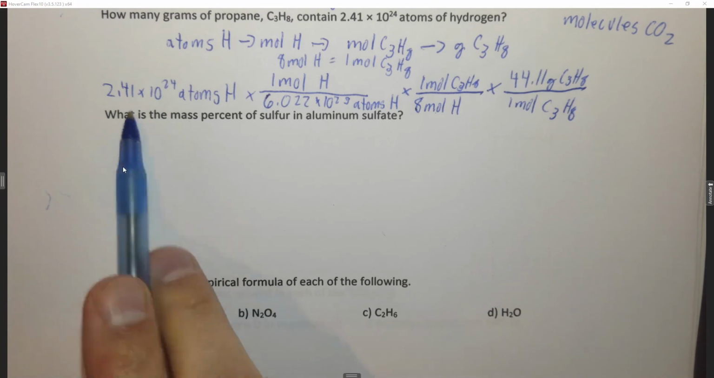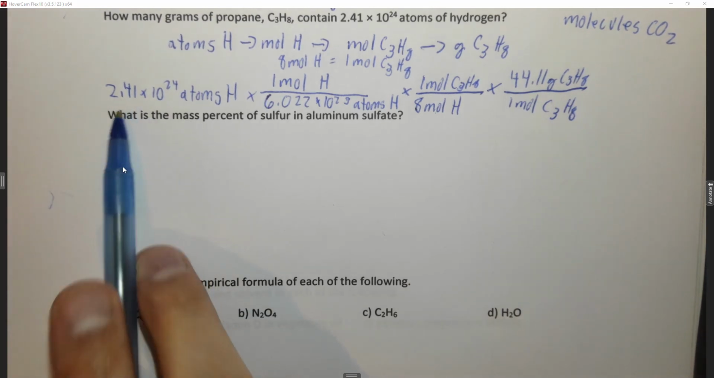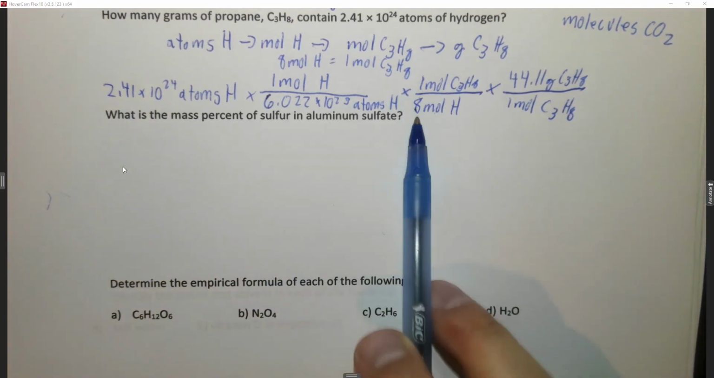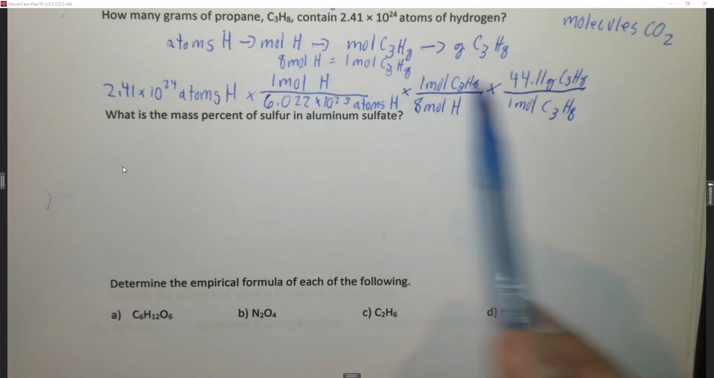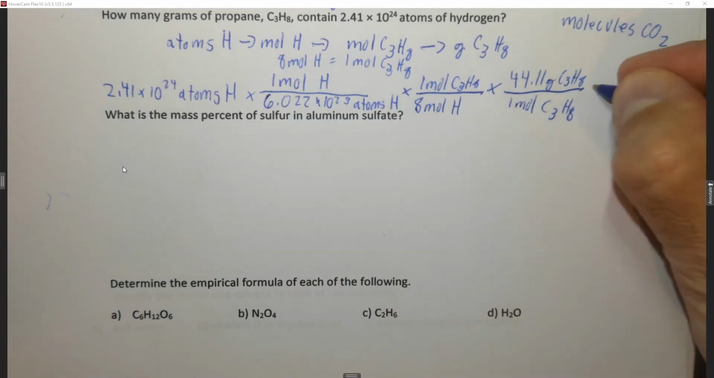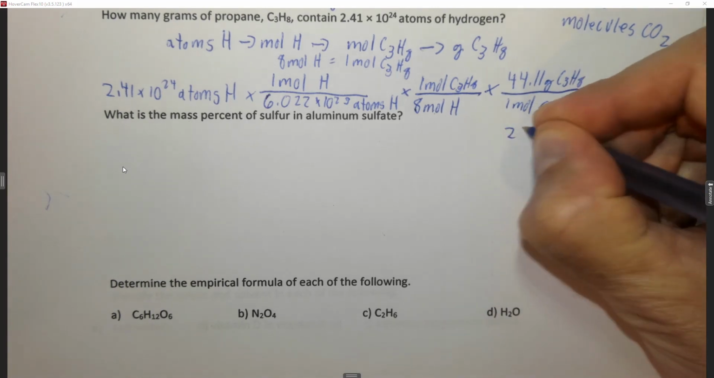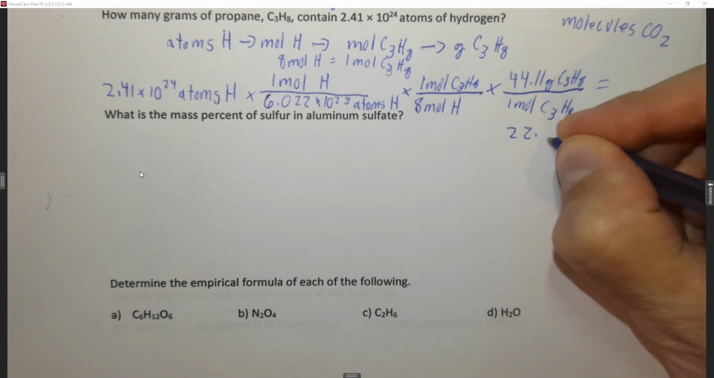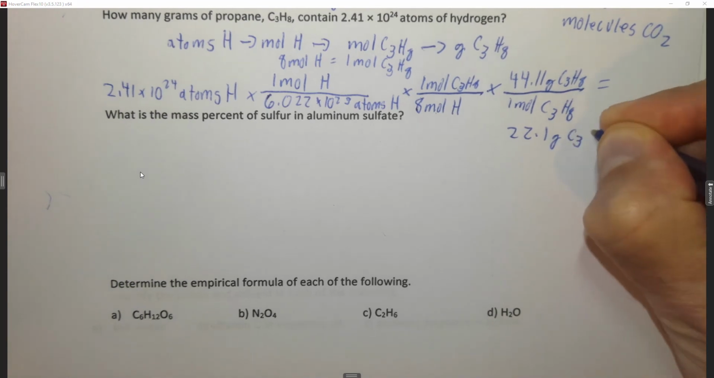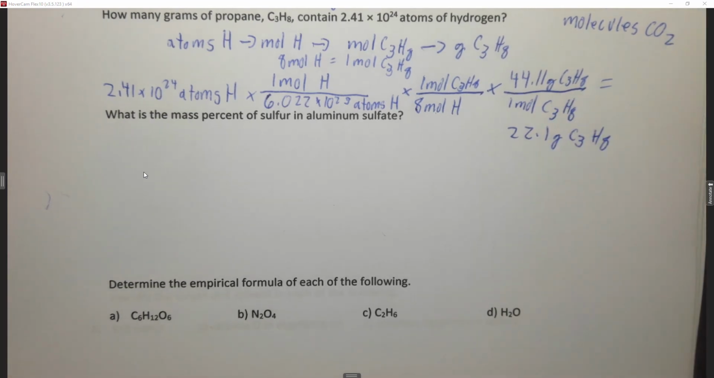And when you do this, you have 3 significant figures here. This has more. This is not a measurement. There's exactly 8. And this has 4. So when you do this math, you could find that you have 22.1 grams of C3H8 to the 3 significant figures.